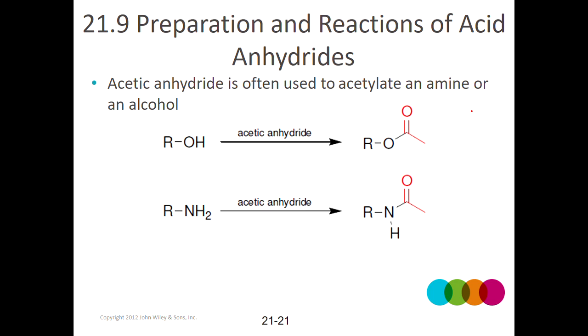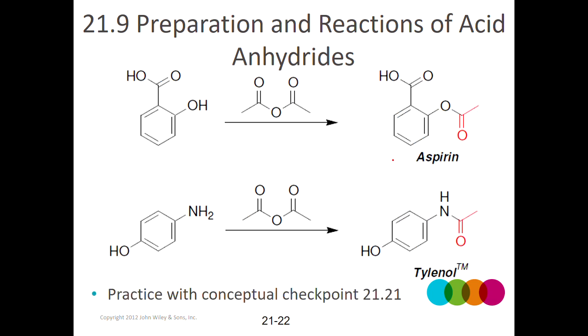So here's just two examples of that, right? I use the anhydride to convert this into an ester. I use an anhydride to convert this into an amide. And here are two practical examples of that, right? So you can take salicylic acid and convert it into acetyl salicylic acid, which is also known as aspirin. That makes it a painkiller. This is the reaction where you would do that.